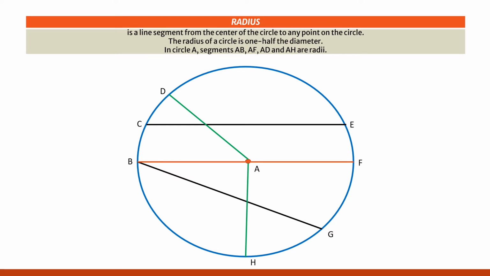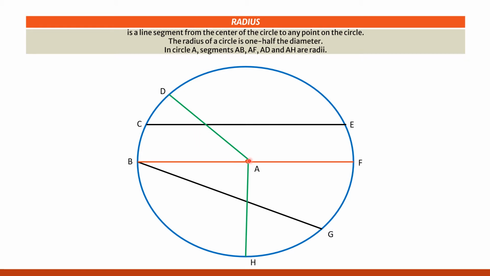Radius is a line segment from the center of the circle to any point on the circle. Ibig sabihin nun, simula sa center, papunta to any point on the circle. Kung mapapansin nyo sa figure natin, ito yung from point A, yung papunta sa point D, yung kulay green. At syempre pa, tingnan natin, ito yon from point A papunta sa point D. So ito yung radius na kung saan siya ay segment AD.